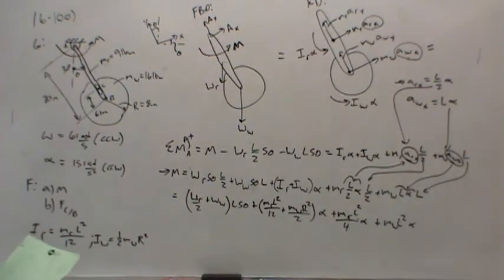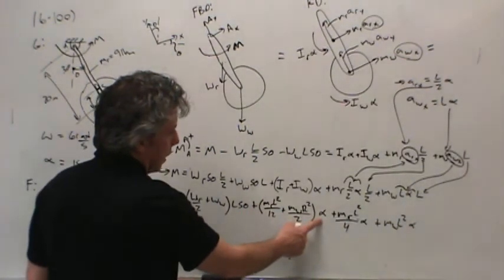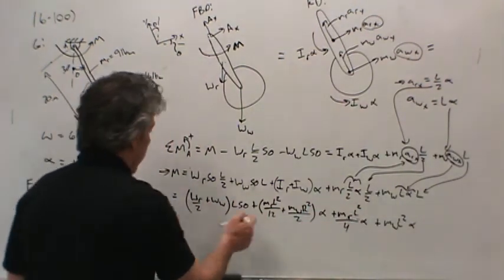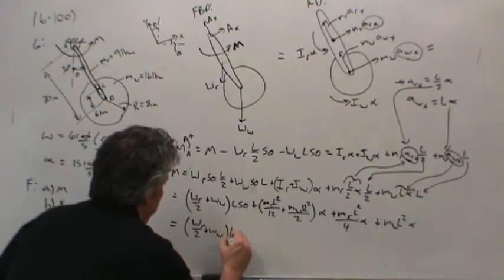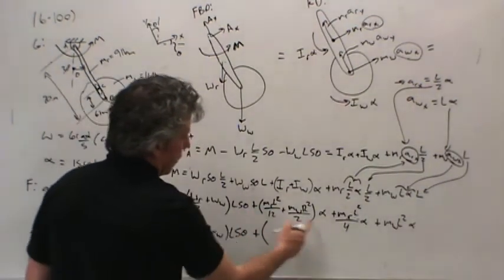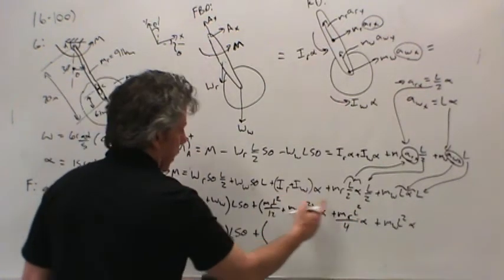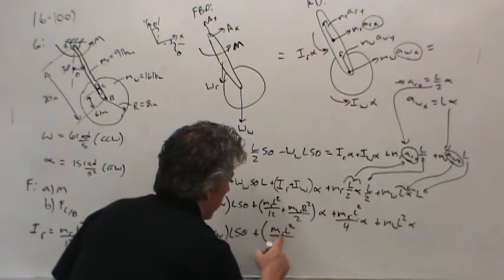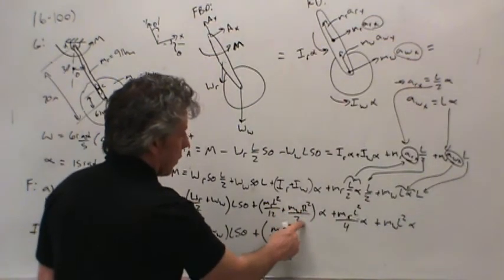Okay? Well, let's see. We've got an MR L squared alpha and an MR L squared alpha. Here we've got a quarter, here we've got a 12th. So let's rewrite it: WR over 2 plus WW L sine theta, and then plus, if we combine these two, all we've got to do is add a 12th to a 4th. Well, a 4th is 3 12ths, so 4 12ths, which is a third, so MR L squared over 3. And here we've got MW R squared over 2.